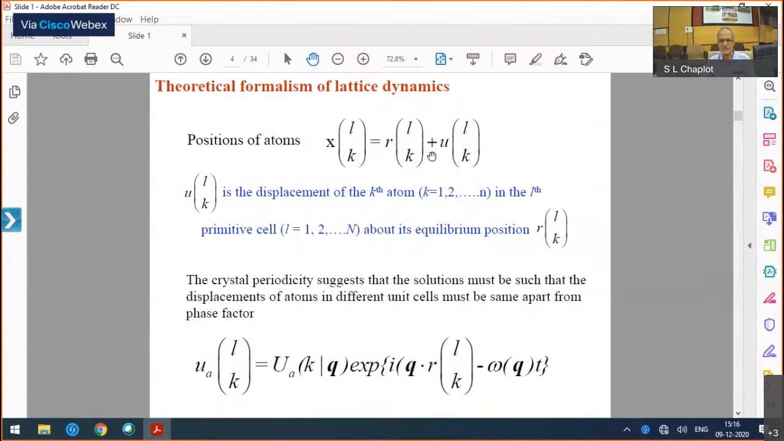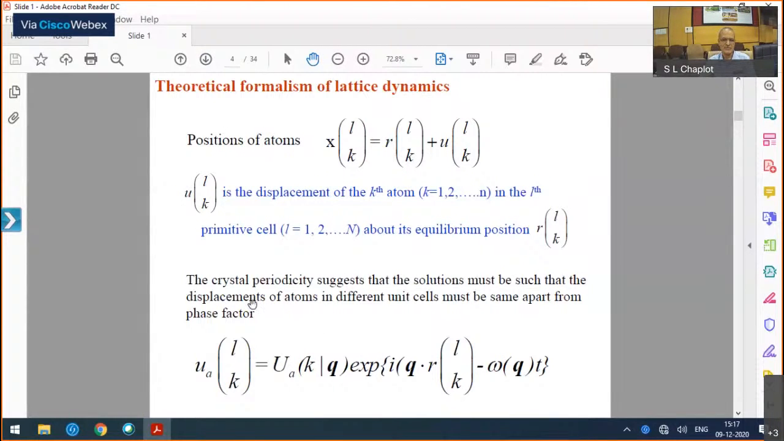And so that's the equilibrium value. About the equilibrium value, there is a small displacement, which identifies what the vibration is, and that is the new coordinate. So U is a function of time. R is the equilibrium position. Now, we have to define these notations. Please don't confuse K with the wave vector. K here is just the atom number. K, the wave vector as we use in neutron scattering, is different.